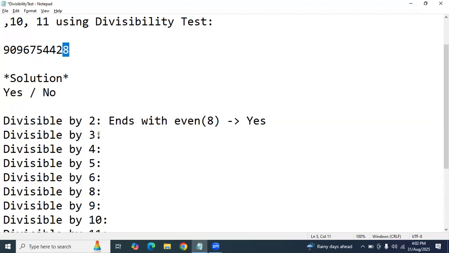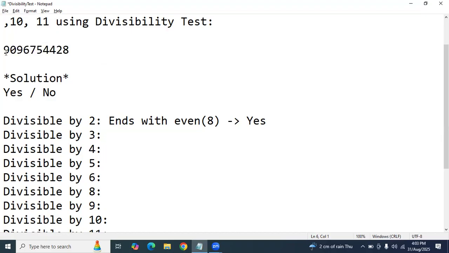Let's look at the next number, divisible by 3 or not. For divisibility of 3, we should add all these digits. We should get the sum of all these digits individually, like 9 plus 0 plus 9 plus 6 till 8. All 10 digits we should add. And whatever answer we get, we should check whether that answer is divisible by 3 or not. Let's say if we get a very big answer, like 53, then you have to again add that 53 as 5 plus 3. That becomes easy. 5 plus 3 is 8. If that final answer is divisible by 3, then this number is divisible by 3. Otherwise, it is not divisible by 3.